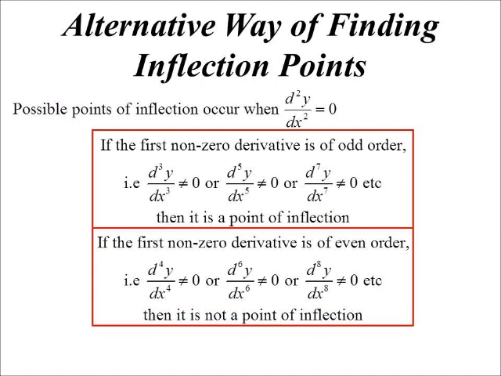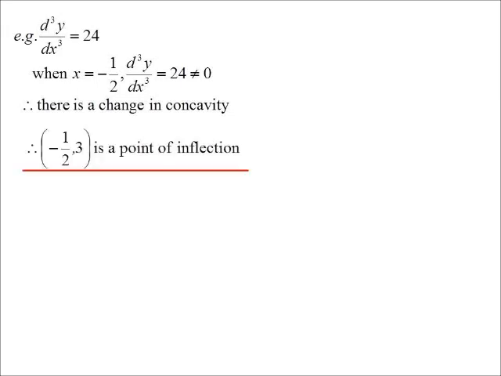So let's do that same example, but now I'll find the third derivative. The third derivative turns out to be a constant 24. So how would I write my solution down? I would have found the possible inflection point at minus a half. And I'm going to say at x equals minus a half, the third derivative is 24. Well, that's not equal to 0. Therefore, there is a change in concavity, because we have a value for that third derivative. Well, if there's a change in concavity, it's a point of inflection.